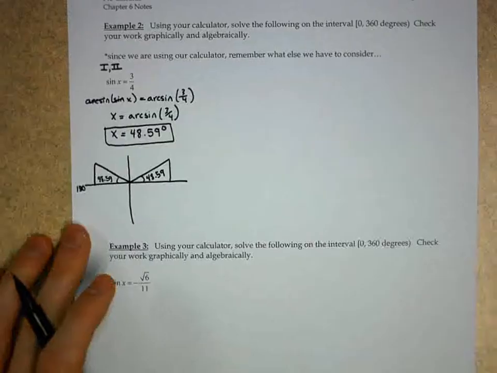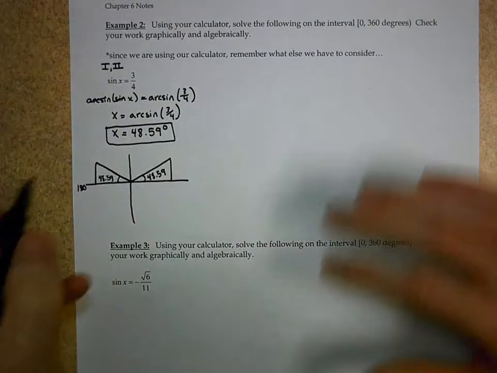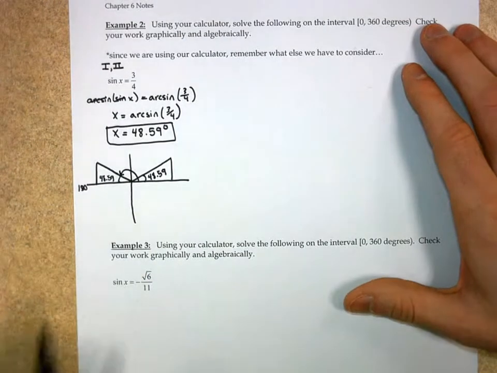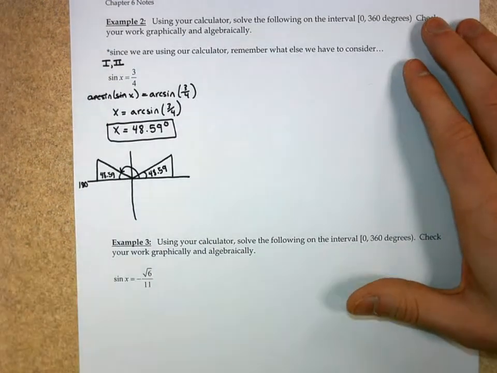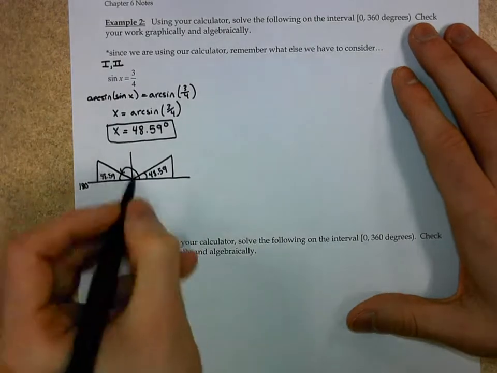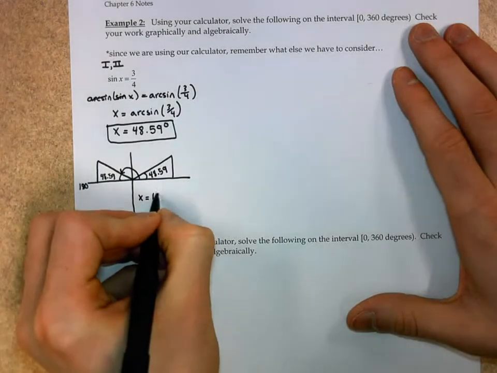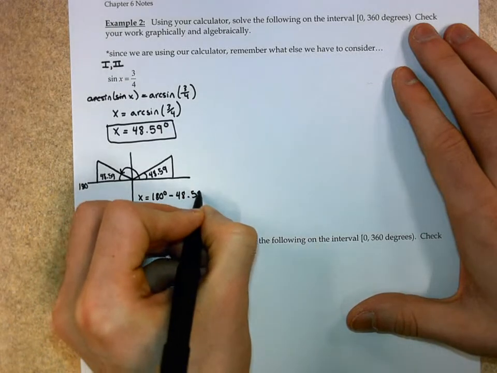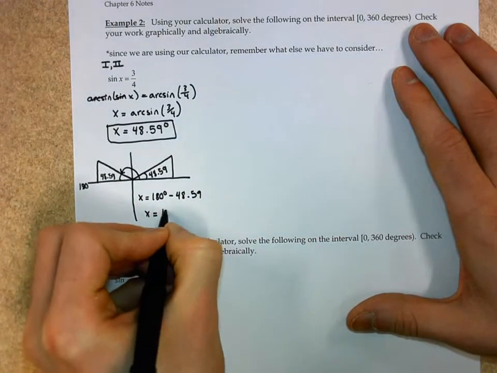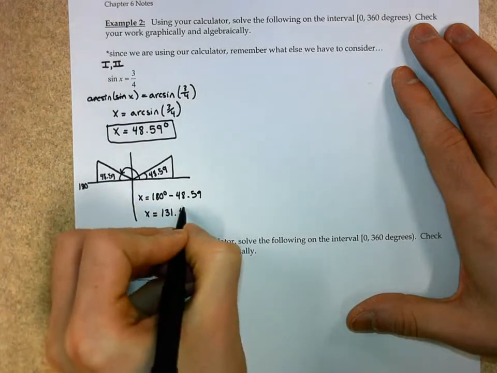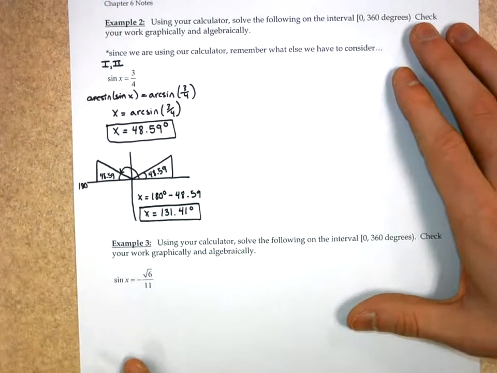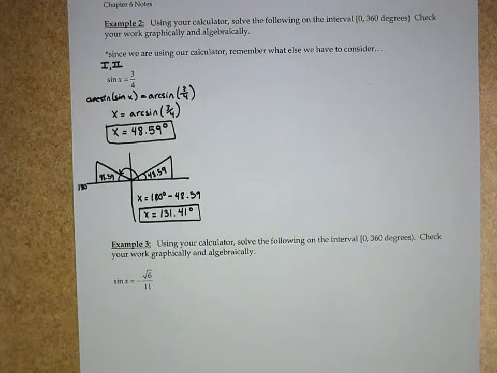We know that's 180 degrees. And since I want to measure in the counterclockwise direction to that line, I see that angle is less than 180 degrees. So to find that angle measurement, I'm going to take 180 degrees minus 48.59, which will give me 131.41 degrees. So there are my two answers in the first and second quadrant.